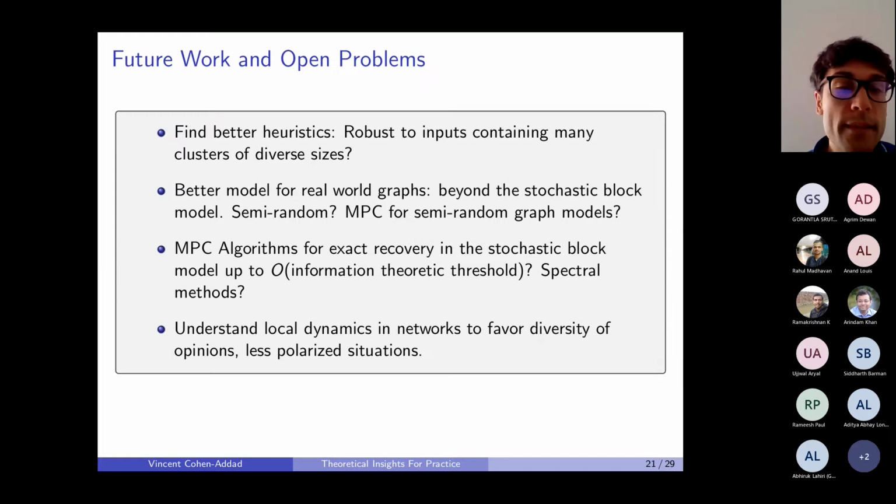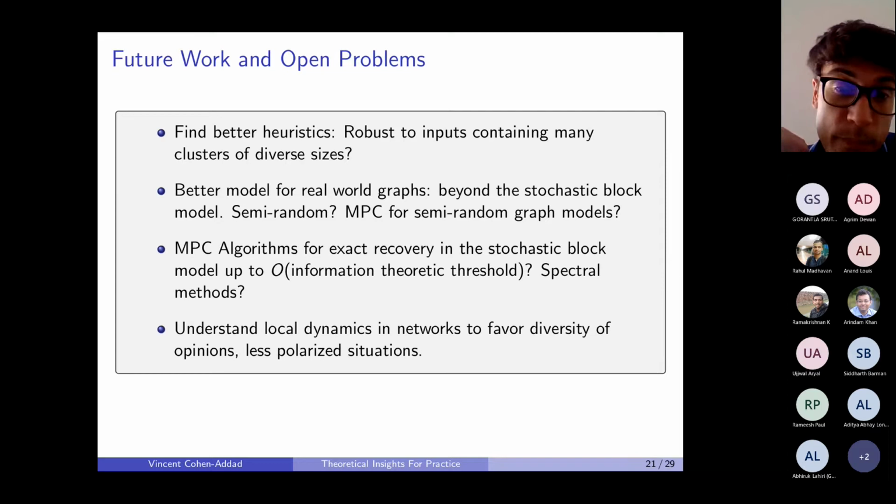There is different future work and there are open problems we can tackle here. As I mentioned, the proof that we have is really tailored to starting with two clusters, or a constant number of clusters of linear size. I don't really know if we have very diverse sizes. I don't know how to find an algorithm that will be robust to input containing different sizes.